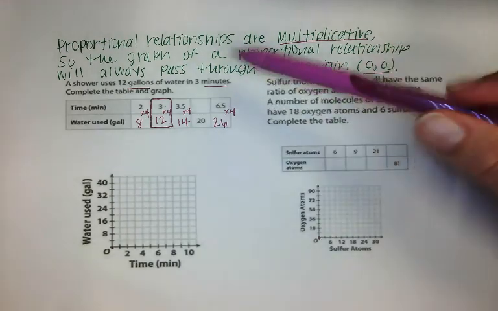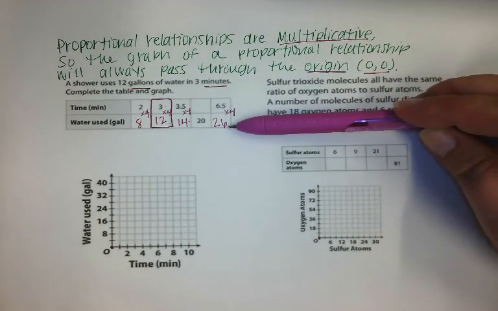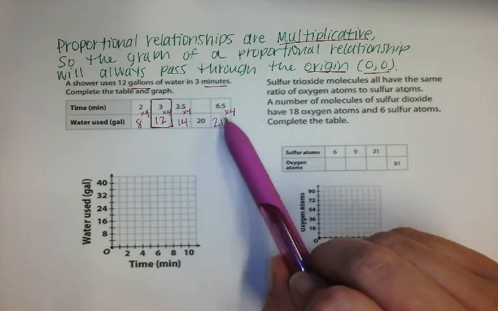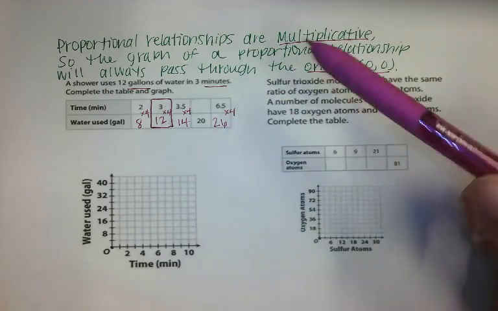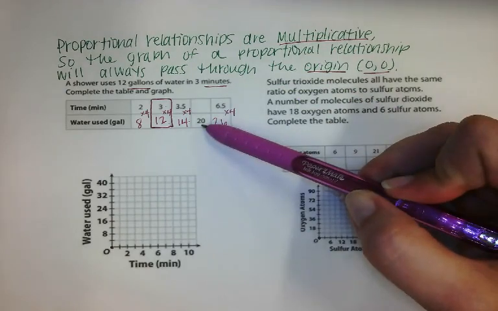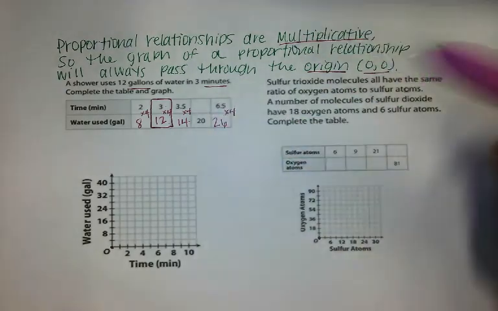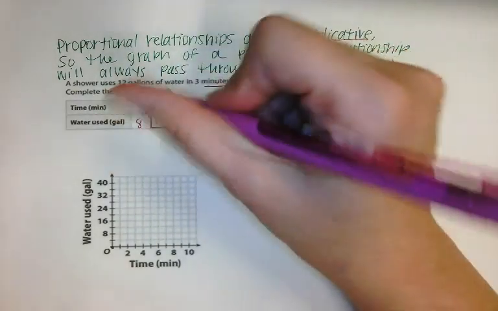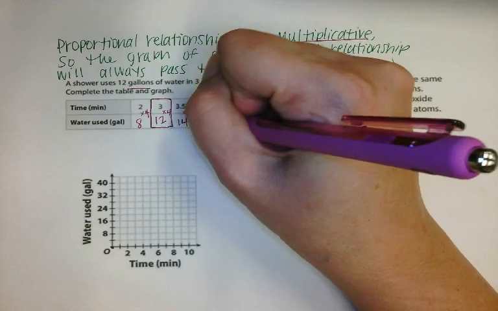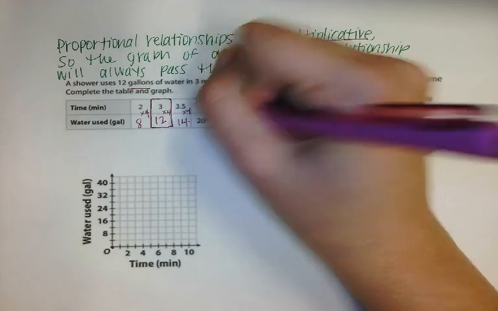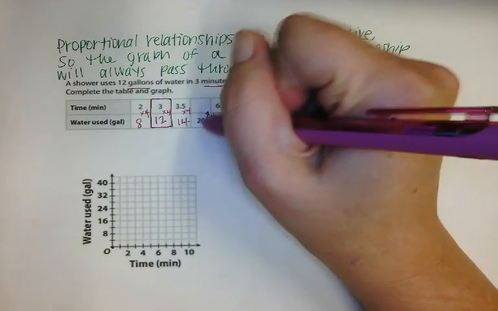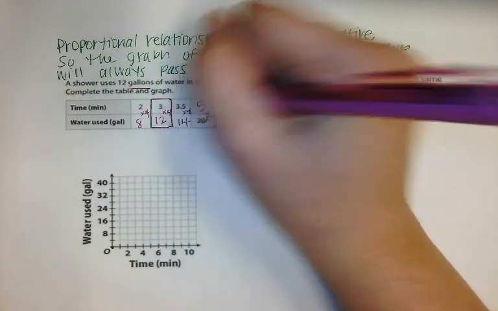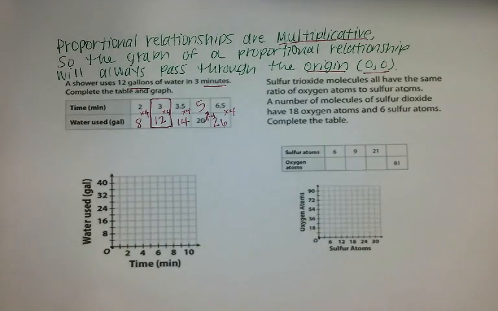When we were going from the top term to the bottom term, it was a relationship of multiplying by 4. This time we know the bottom term and we're working backwards. So to find this missing piece of information, we're not going to multiply by 4, we're going to do the opposite of that and we're going to divide by 4. So when 20 gallons of water are used, it's because the shower was running for 5 minutes.